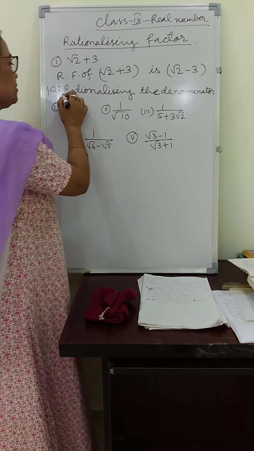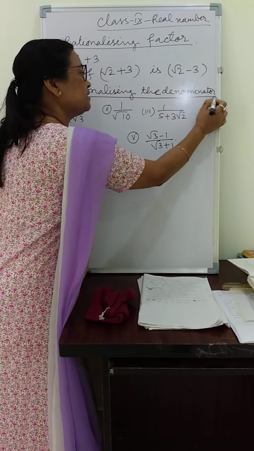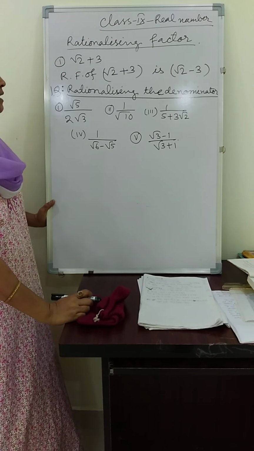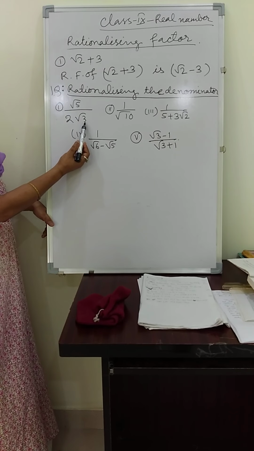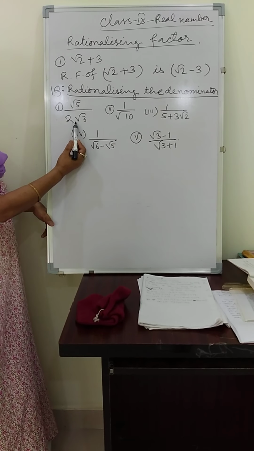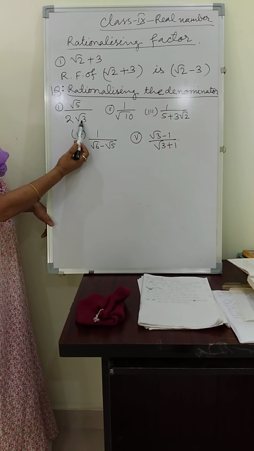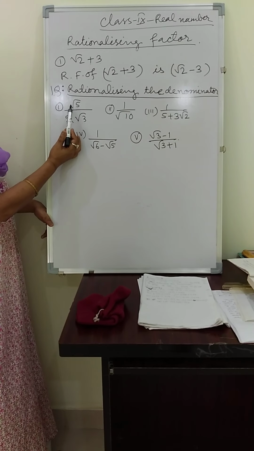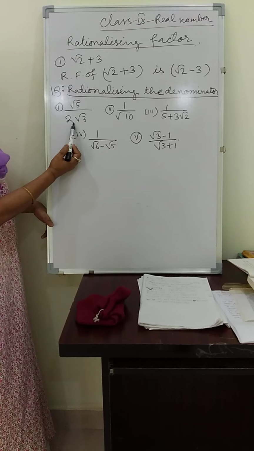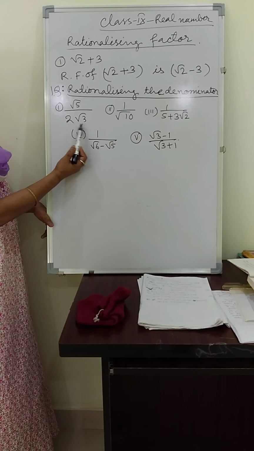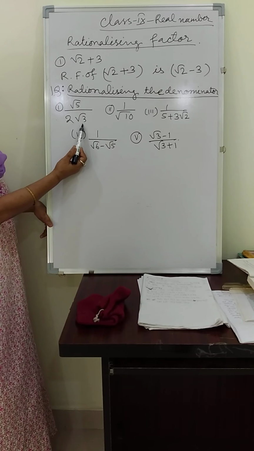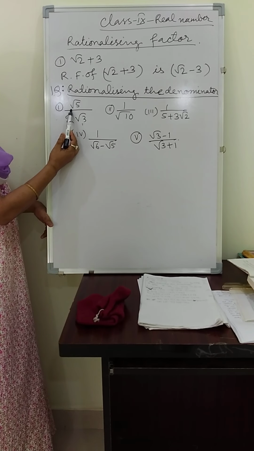So in this question you are asked to rationalize the denominator. All of you know the denominator, that is 2 root over 3, or 2 into square root of 3. Don't look at the numerator. Your aim is to rationalize the denominator only. So always try to find the RF of the denominator only, not the numerator.